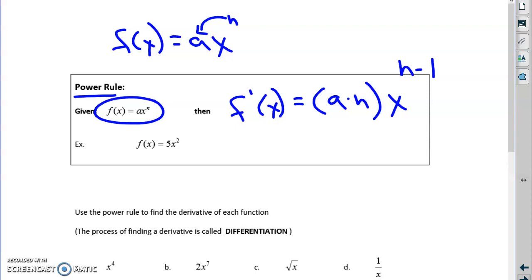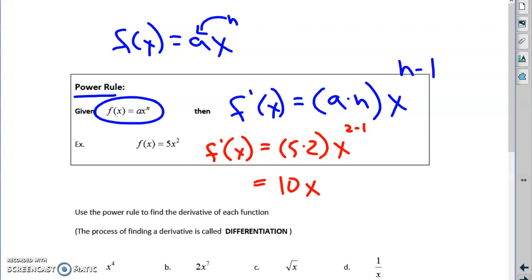So here's an example. If I had the function 5x squared, no more limit definition. We can now use the power rule. 5 times 2, x to the 2 minus 1. The derivative would be 10x. And then if we wanted to find the slope of the tangent line at any specific point, like let's say at 3, we would just plug 3 into f prime, and the slope would be 30. Very, very steep line.